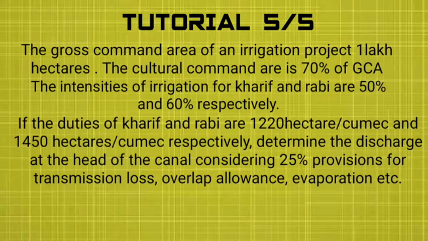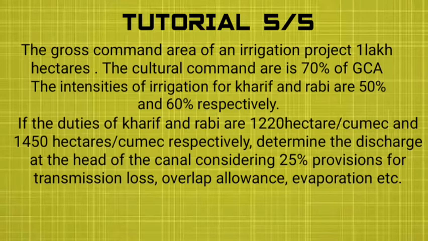To find the area for Kharif crops, we have 1220 hectares per cumec as the duty, right? And we have the intensity of irrigation for Kharif as 50%. So for finding the area for Kharif crop, you can use the culturable command area which we have found in the previous step into 50 divided by 100, which will give you the area for Kharif crop in terms of hectares. And with that you can use the duty, that is 1220 hectares per cumec.